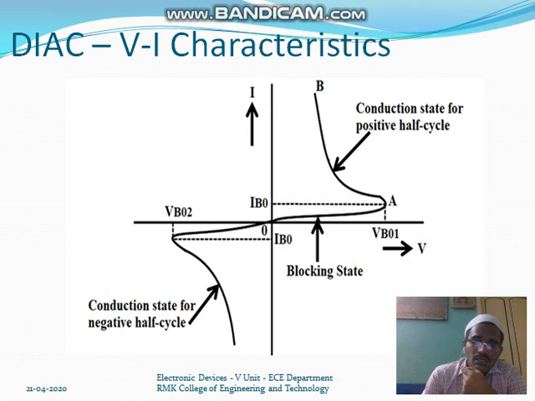And similarly, if you reverse the polarities, when you make MT1 negative and MT2 positive, the curve will be in the third quadrant. In the third quadrant, you can see similarly it will have the blocking state, and then after a breakdown voltage, it will start conducting. Right, now this is the conducting state for the negative half cycle of the DIAC.